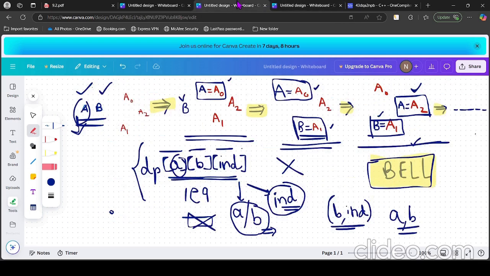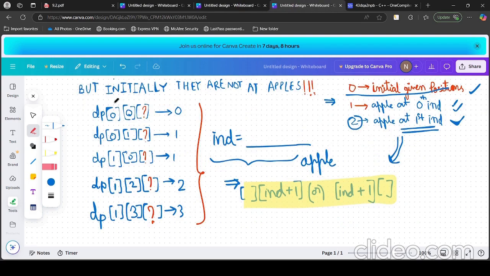So let's discuss how to optimize the other state. For example, let's take several values of A and B and find what the value of index is. For example, if both are initially at their given positions, this means we have not collected any apple yet. So what is the index of the apple that we are going to collect from now? It is 0, because both are at 0, which means they are at the given initial positions and are not at apples, so they have not collected any apples. So the index is 0 now.